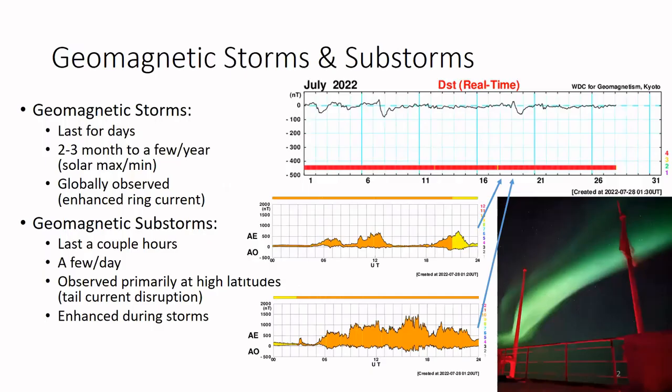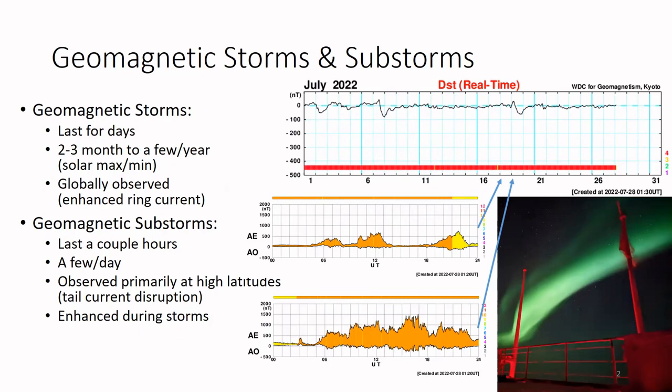First, some definitions here. So we're talking about geomagnetic phenomena, and there are two primary phenomena that we're concerned about. The first being geomagnetic storms, which are much larger events. They last for days. There's a couple that happen every month, to a couple that happen every year, depending on where you are in the solar cycle. And they are enhancements of the ring current, and they are observed all over the Earth, right?